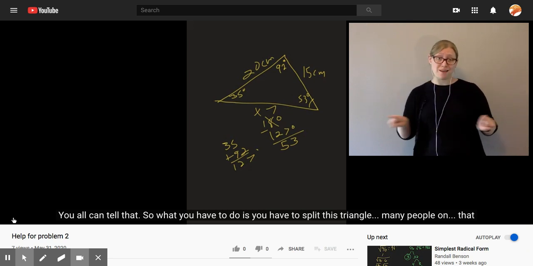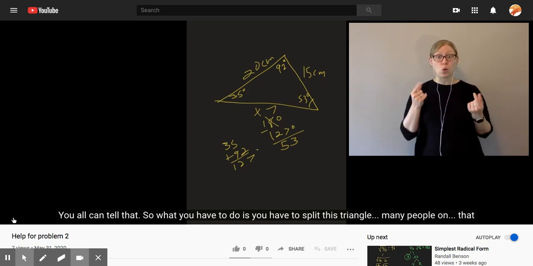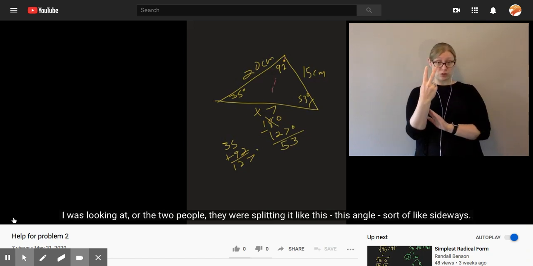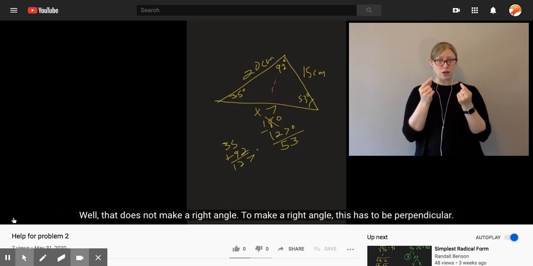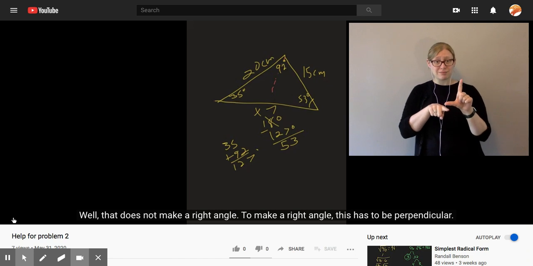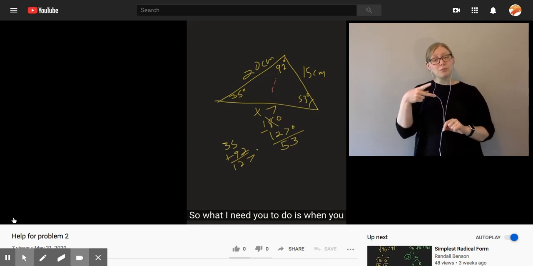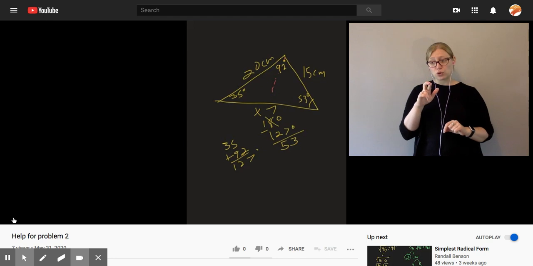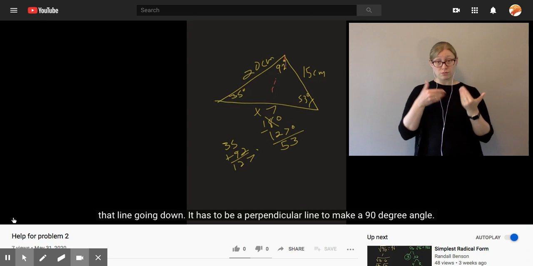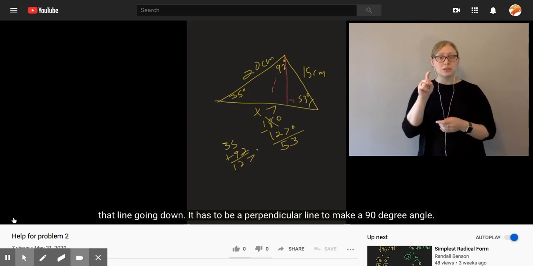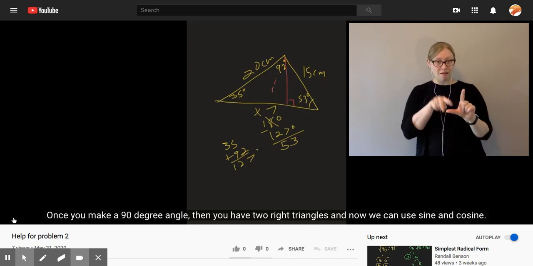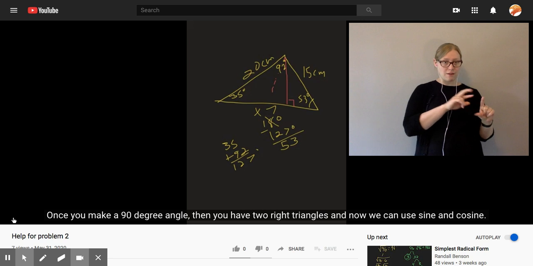So what you have to do is split this triangle. Many people that I was looking at, the two people, were splitting it from this angle, sort of sideways. Well, that does not make a right angle. To make a right angle, this has to be perpendicular. So when you make that line going down, it has to be a perpendicular line to make a 90-degree angle. Once you make a 90-degree angle, then you have two right triangles, and now we can use sine and cosine.